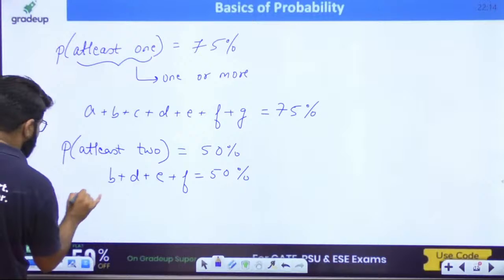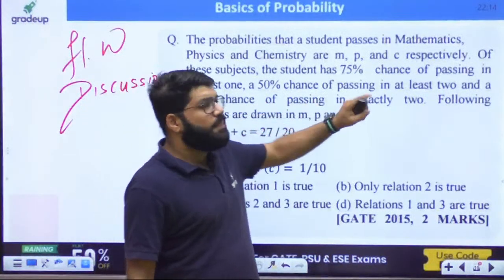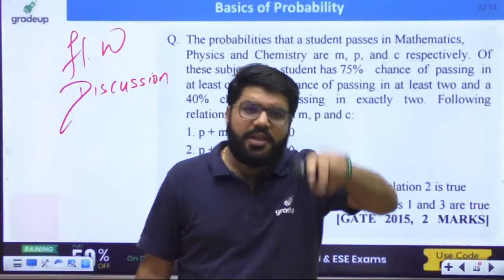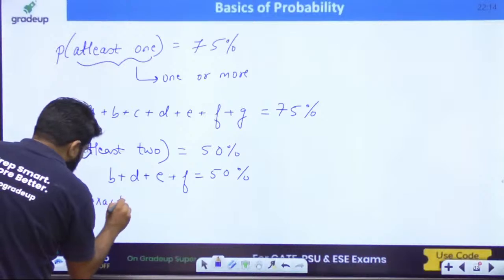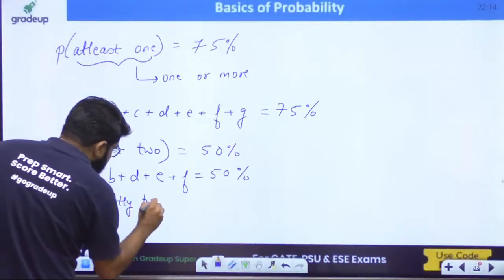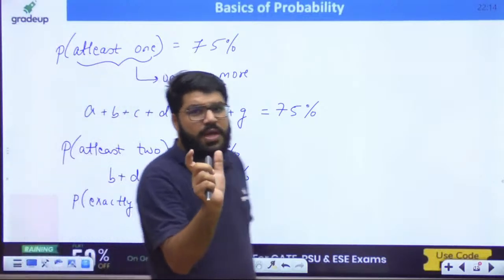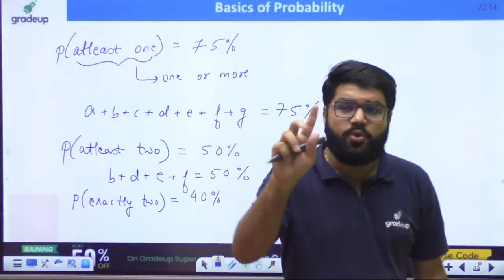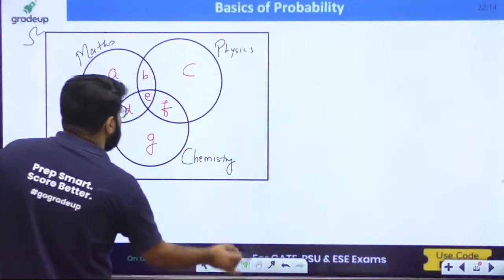And what is the last statement? Let me write here itself. Last statement is 40% chance of passing in exactly 2. What is the probability of passing in exactly 2? That is 40%. Now what is the meaning of exactly 2? Means passing in exactly 2, not more than 2, not less than 2.